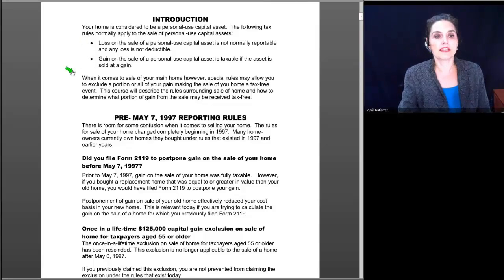So when it comes to the sale of your main home, however, special rules may allow you to exclude a portion or all of your gain, making the sale of your home a tax-free event. And this course is going to describe the rules surrounding the sale of your home and how to determine what portion of gain may be received tax-free when the home is sold.